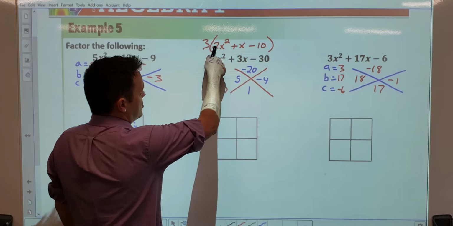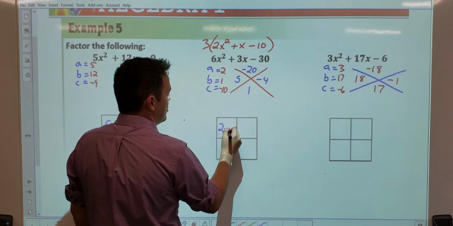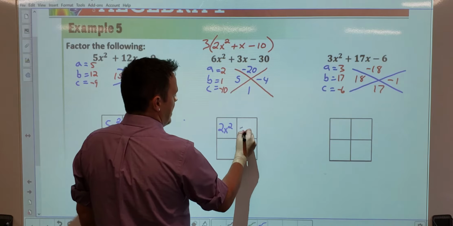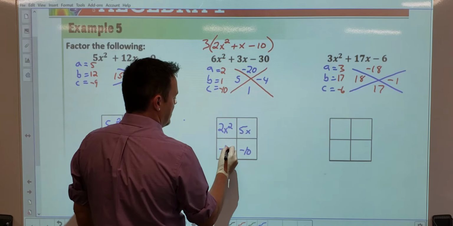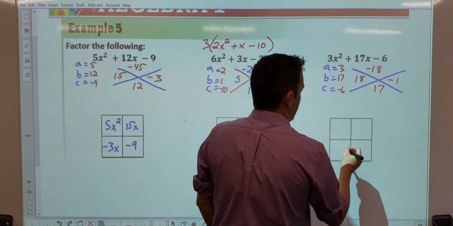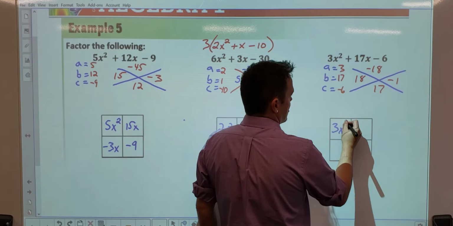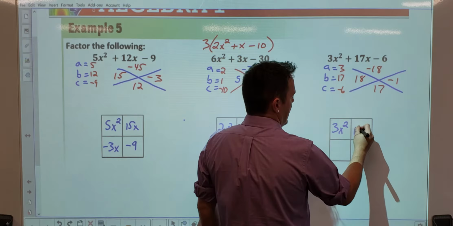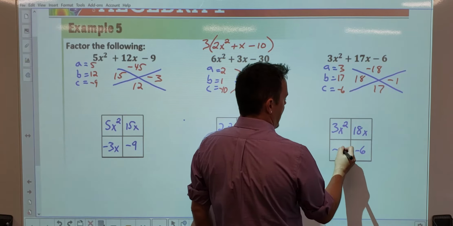So now we want to use the new setup here. First term is 2x squared. The last term is negative 10. And then between, I have a 5x and a negative 4x. And then over here, I've got a 3x squared and a negative 6. And my two terms are 18x and a negative x, just like that.